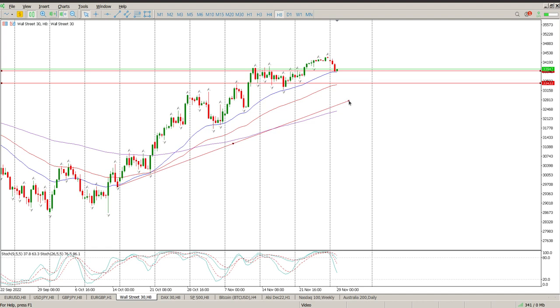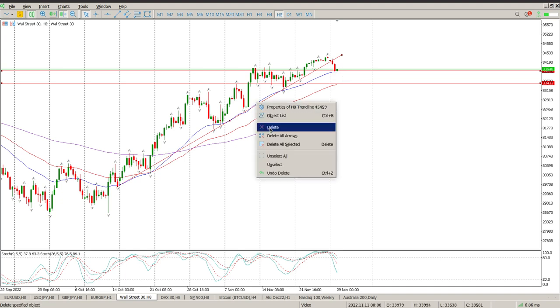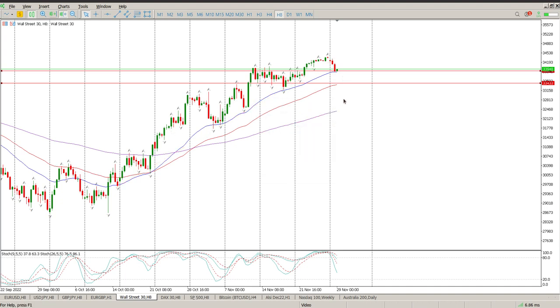So there is a trend line. Then we have this trend line, which is probably the one that we need to pay attention to, which has broken. Now, it doesn't necessarily mean that we have a move to the downside. We need a retest of that and then a rejection for that to be confirmed. So at the moment, we're just going to ignore the diagonals. We're going to focus on the moving averages.